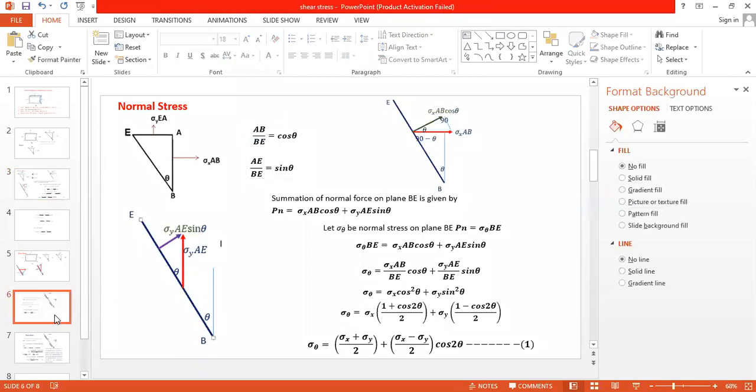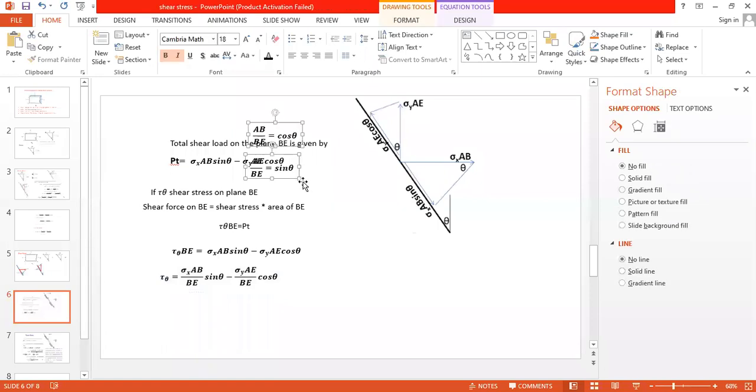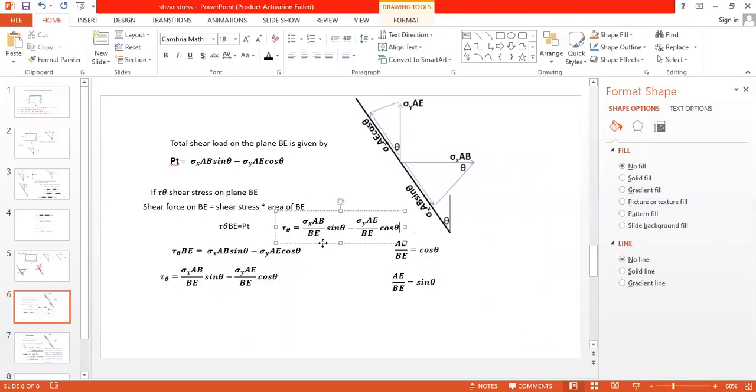I will copy here. You see these two equations. AB by BE is equal to cos theta and AE by B equal to sin theta. Now how will this equation be? This equation will be modified here or changed here.